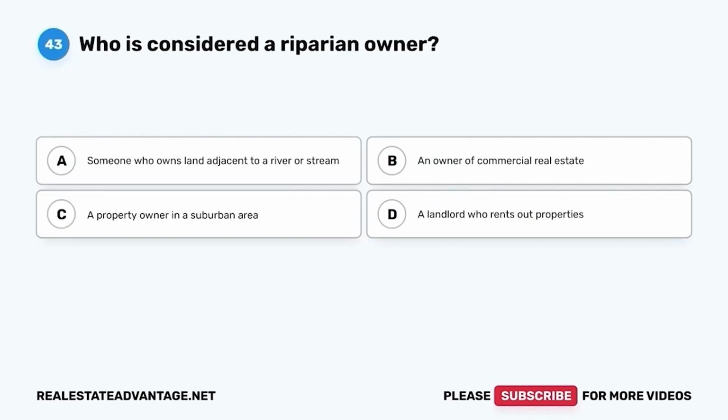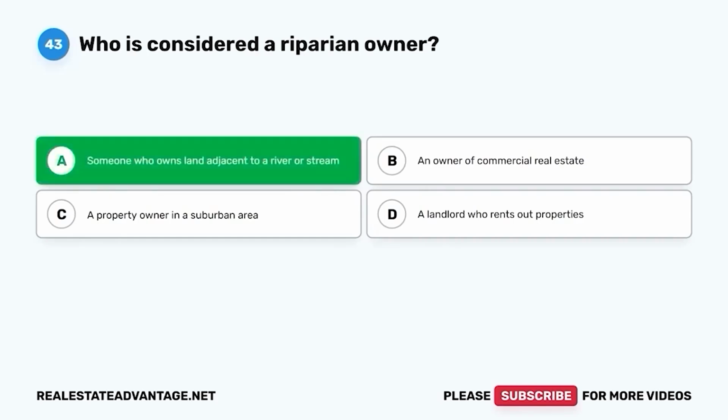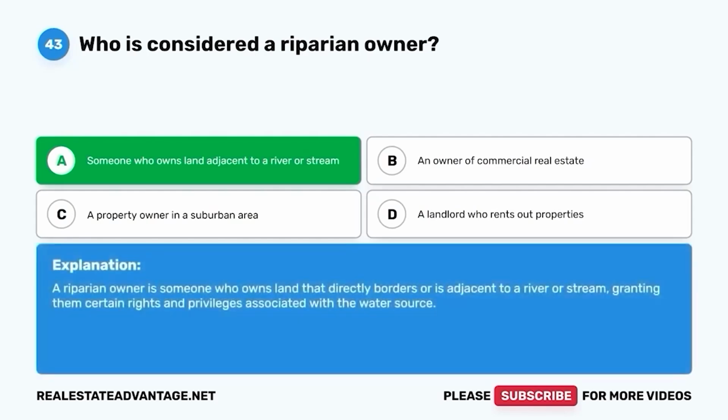A. Someone who owns land adjacent to a river or stream. B. An owner of commercial real estate. C. A property owner in a suburban area. D. A landlord who rents out properties. The correct answer is A. Someone who owns land adjacent to a river or stream. A riparian owner is someone who owns land that directly borders or is adjacent to a river or stream, granting them certain rights and privileges associated with the water source.